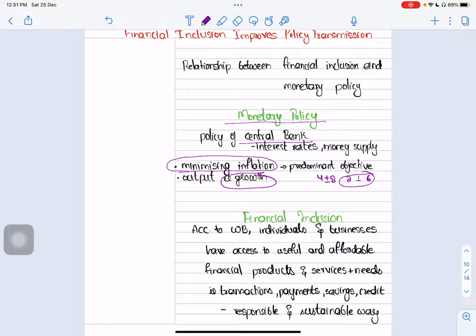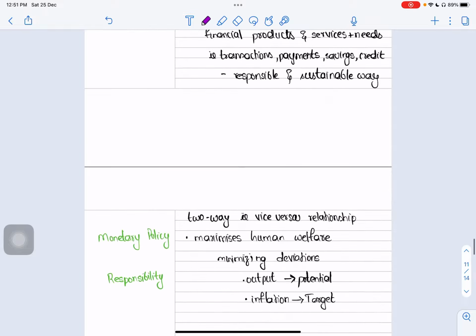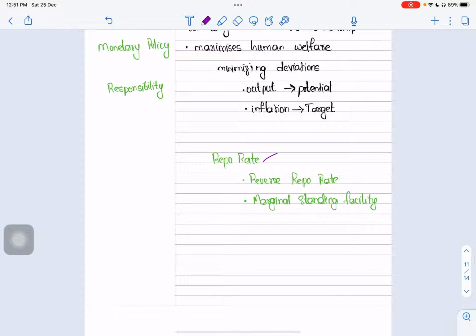And to achieve this, it focuses on controlling the interest rate, and it also focuses on controlling the money supply and credit. It achieves this through the repo rate, the reverse repo rate and the marginal standing facility rate. We will make videos on these concepts in other videos. So RBI's major target is to keep inflation in control.